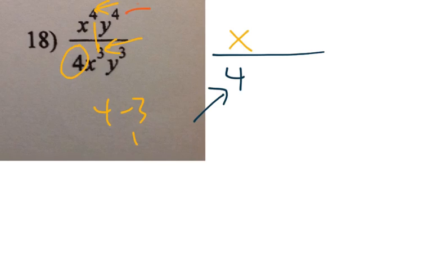And the same thing happens with the y. I have y4 divided by y3. 4 minus 3 again is y1. There's my answer. Pause the video if you need to.